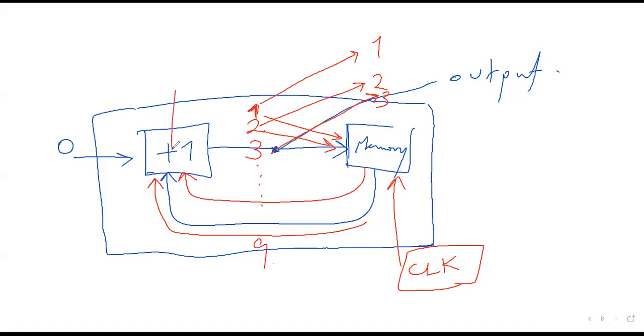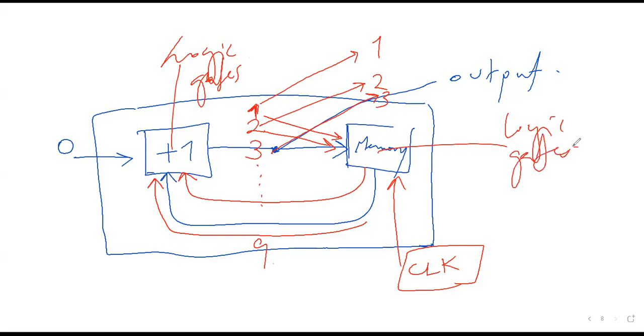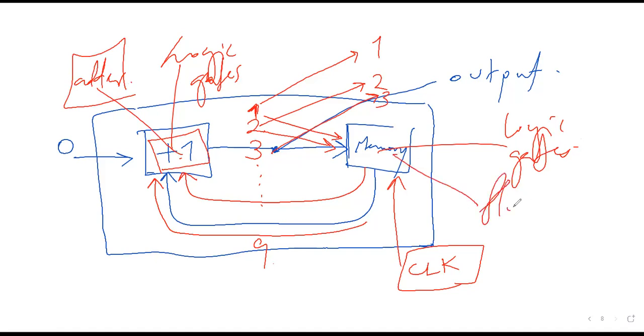So inside here, you have logic gates. How do you design something like this? The problem is I need a counter 0, 1, 2, 3, 4. How do I design a gate which adds a plus 1? This is an adder. Something which adds a plus 1. It can be an adder. Inside the memory here, we have what we call flip-flops.